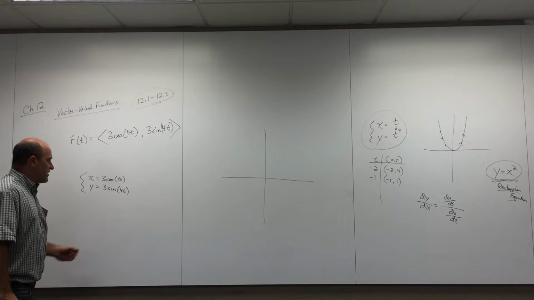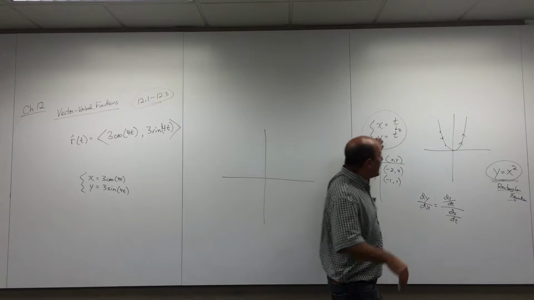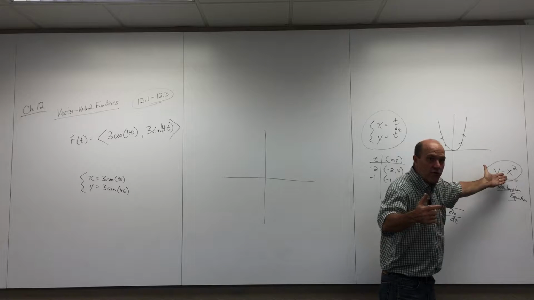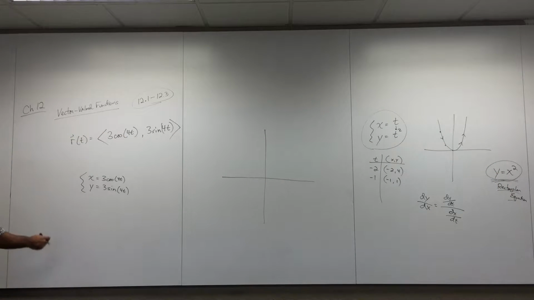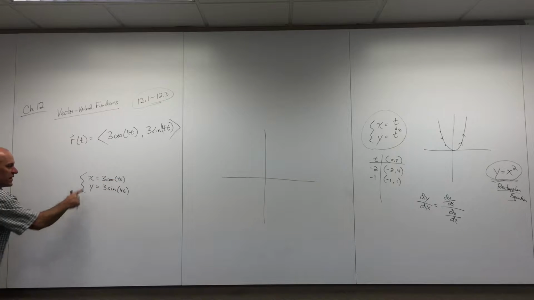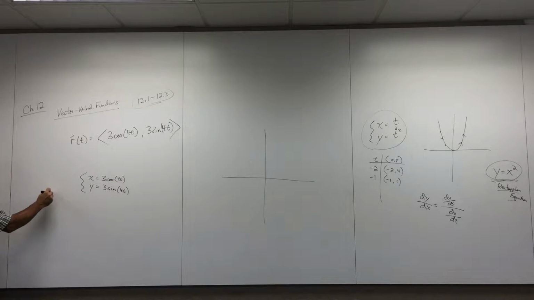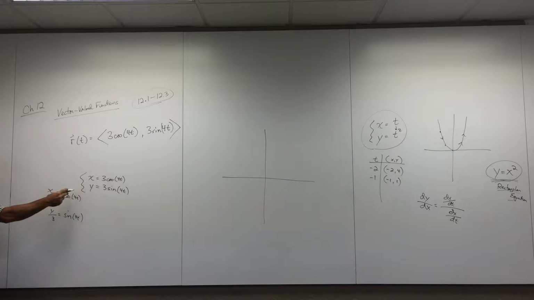To really convince you that it's a circle, I think I should eliminate the parameter, try to get to a rectangular equation, and then I'll really prove it to you. So watch what I'm going to do. I'm not really going to solve for t and substitute. Here's what I'm going to do. I'm going to divide by 3. X over 3 is cosine of 4t. Y over 3 is sine of 4t. Now, you see what I just did?